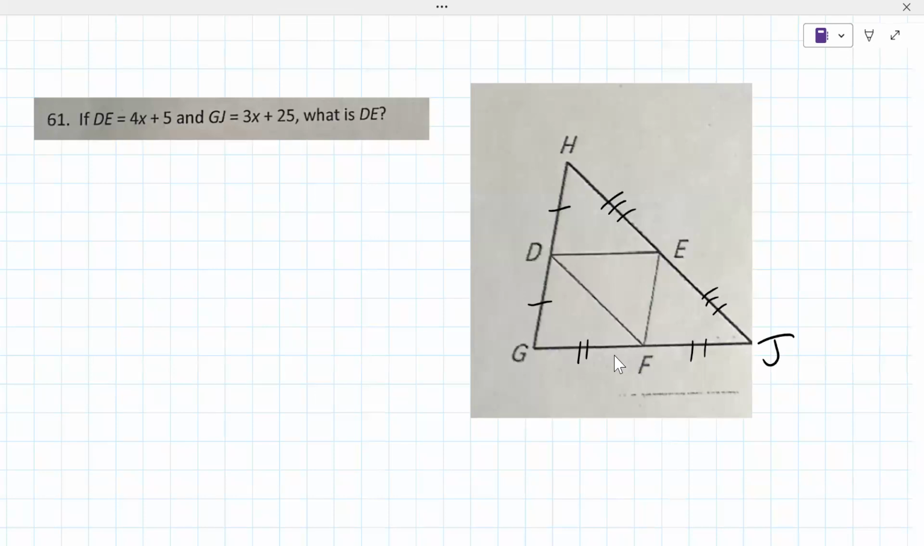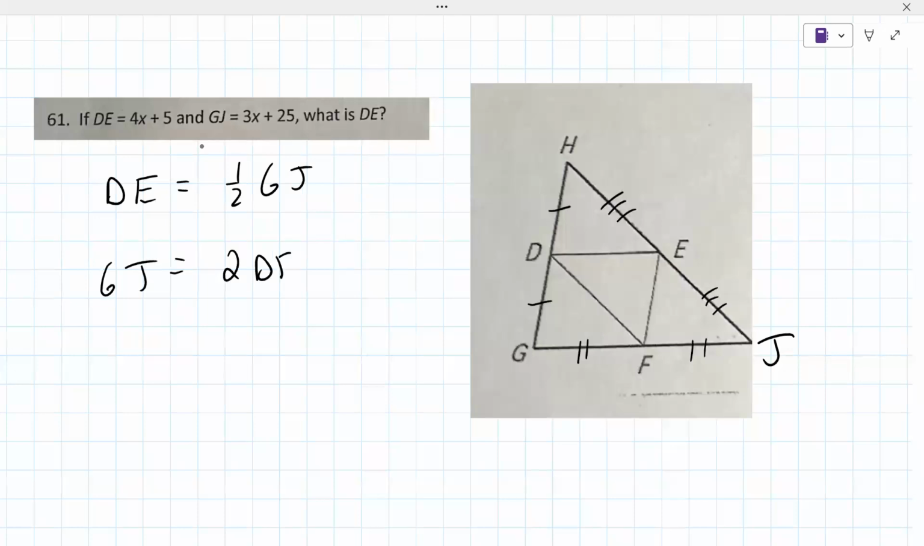Do I make them equal to each other? They're not equal though. Like DE is half of GJ, or GJ is double the other one. So it's either DE equals 1/2 GJ, or GJ equals 2 times DE. Okay.